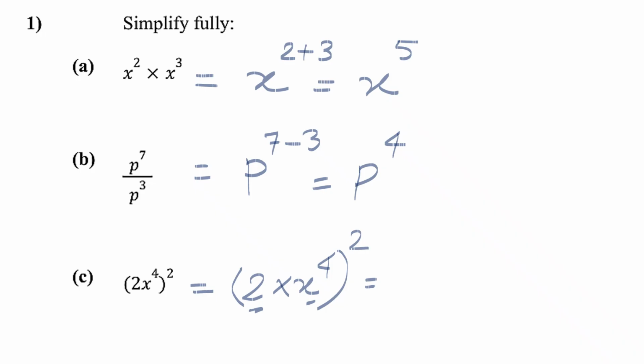So for this it will be 2 to the power 2 multiplied by x to the power 4 multiplied by 2. So 4 2s are 8. It will become x to the power 8. Now the next step, 2 square is 4, and then this x to the power 8 you will write as it is. So whenever you have a problem like this, the outside power will apply to each and every term which is inside the bracket.